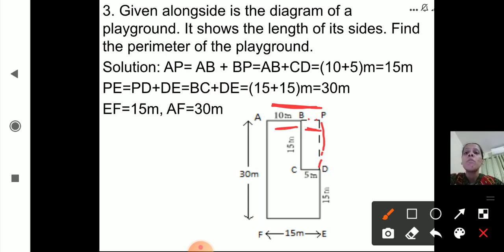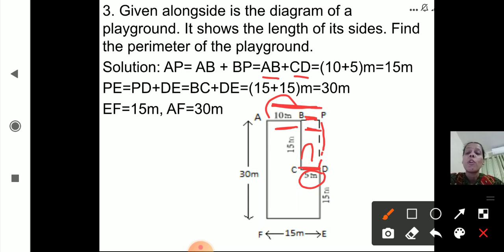Right. Now AB plus CD. Why have we written CD here? Because the length of BP is not given. That is equal to CD. See, this is given 5 meter. So BP is also what? BP is equal to CD. This side is equal to this side. Therefore, length of AP is equal to AB plus CD.